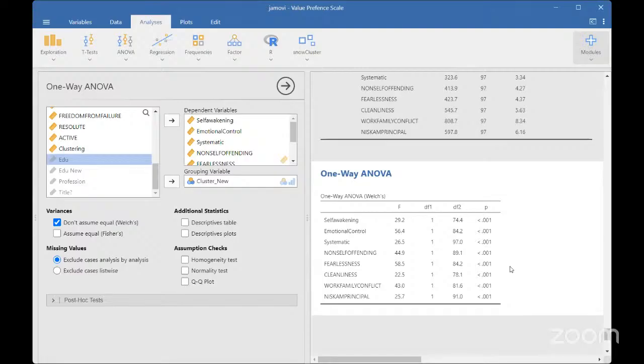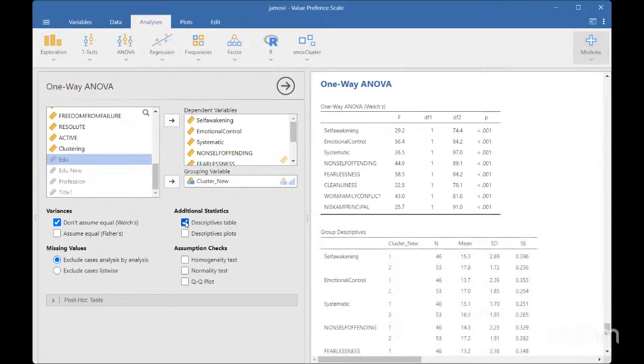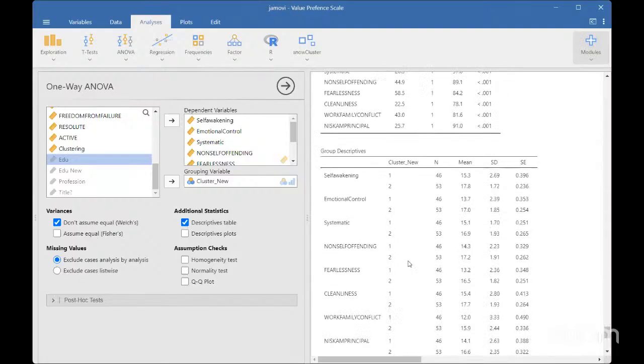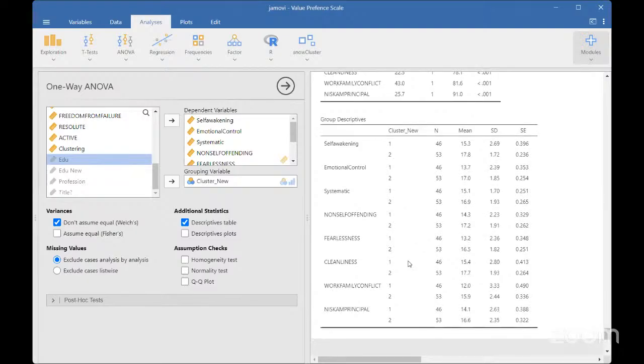You can click the descriptive table. So now you can find, as I have already told, that the centroid value of 2 is very positive. Therefore, you can find the mean is higher in case of self-awakening, emotional control, systematic, non-self-offending, fearlessness.